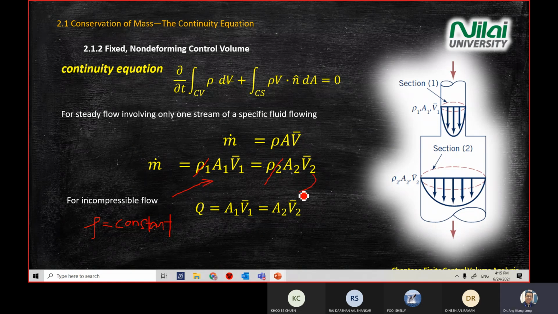Then you rewrite the equation. You get Q equal to A V, inlet equal to outlet. So basically, we're still dealing with m dot, where we've seen this one before.